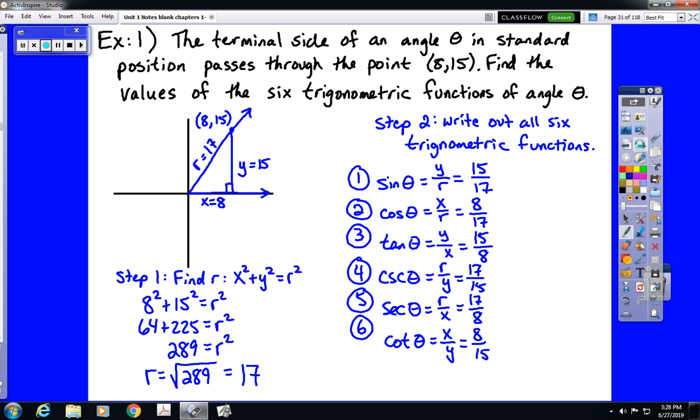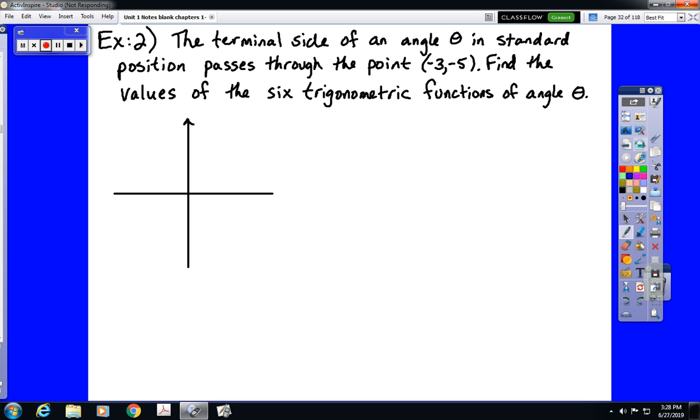So here we go. Same directions. Terminal side of angle theta in standard position passes through the point (-3, -5). Find the values of the 6 trigonometric functions of angle theta. So again, we're going to draw a picture in standard position. So we have one side on the positive x-axis. The other side passes through the point (-3, -5). So that's somewhere in the third quadrant. Now what that tells us is that x is -3 and y is -5. So we need to find r.